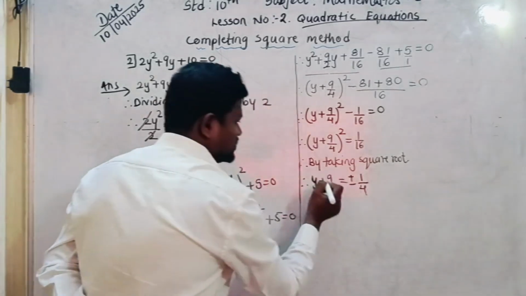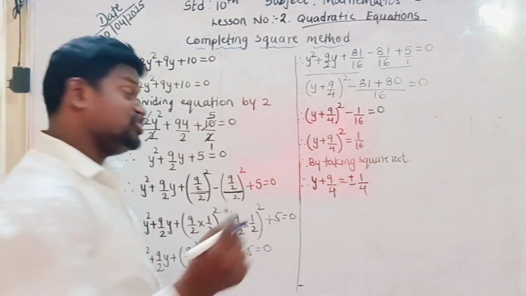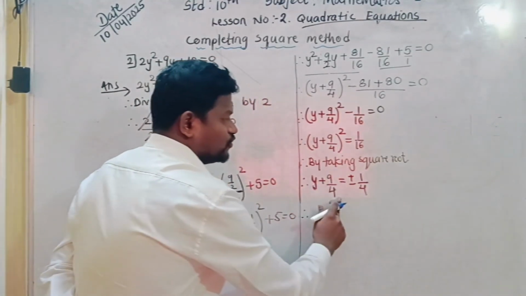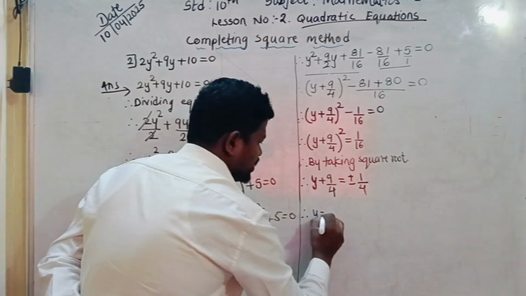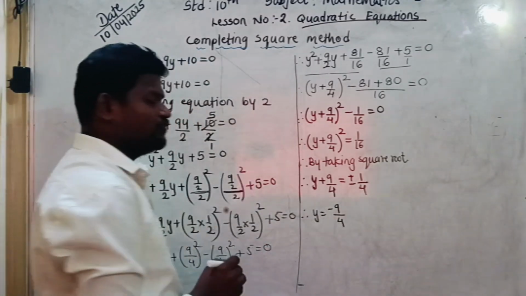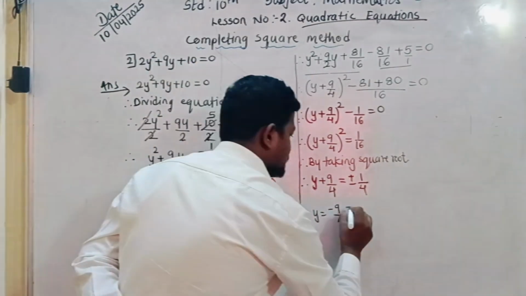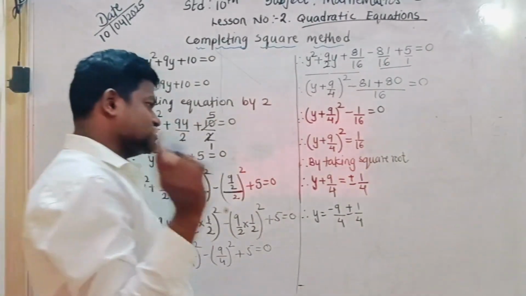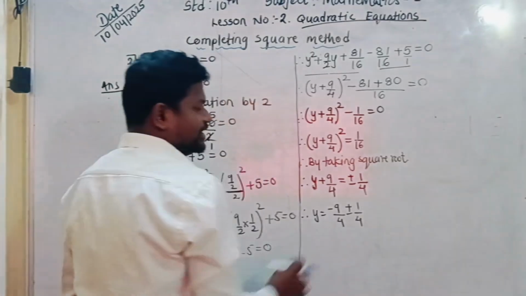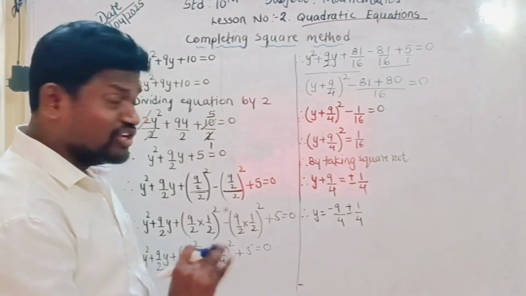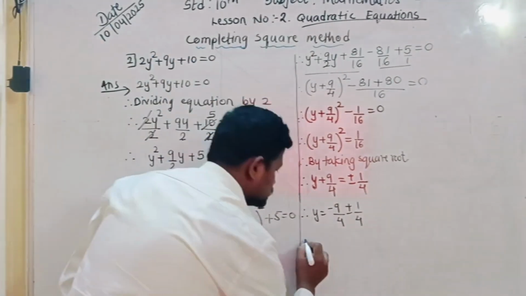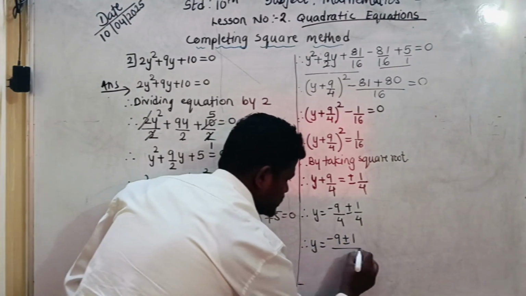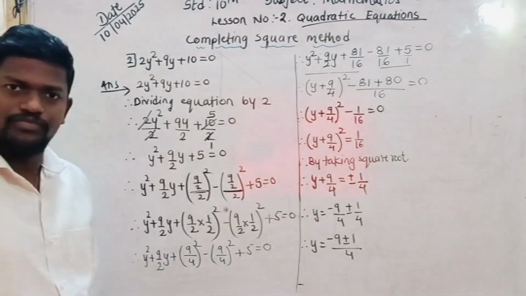So this number doesn't fit on this side, so we shift that number to here. So plus 9/4, when it goes there, changes to minus 9/4 plus minus 1/4. Understood? See, here the denominator is equal. So y is equal to (minus 9 plus minus 1)/4.